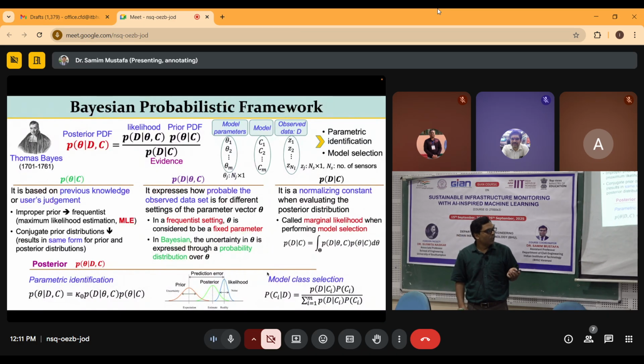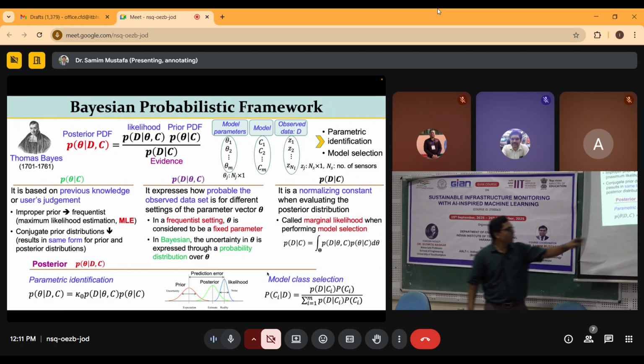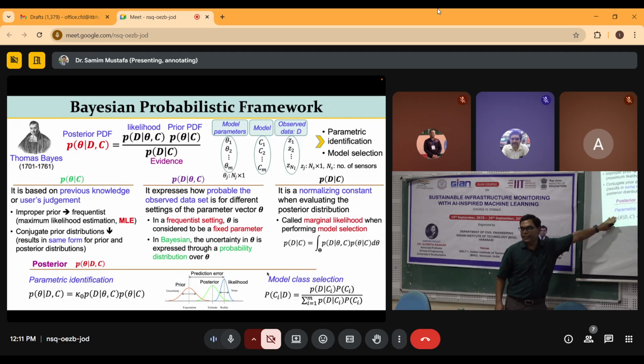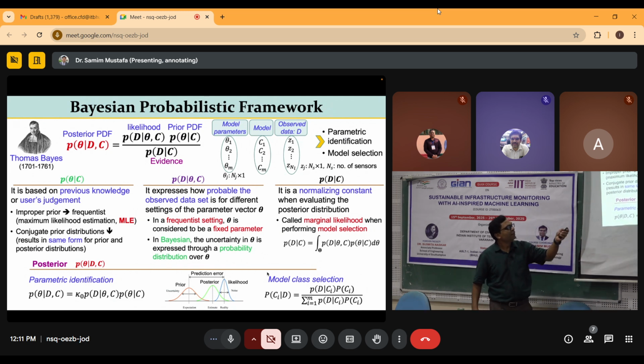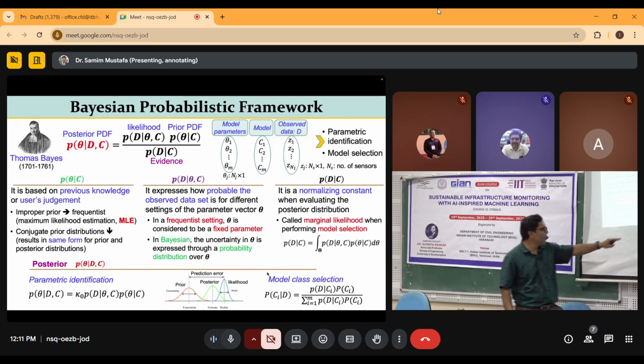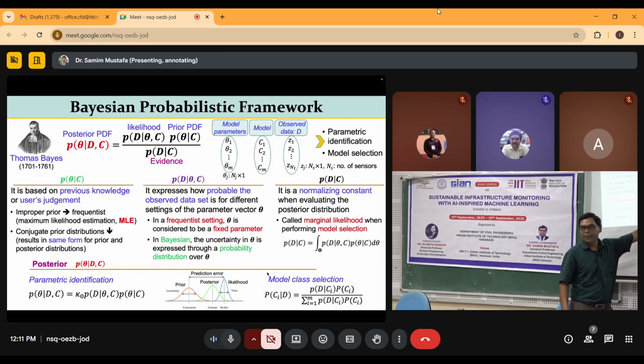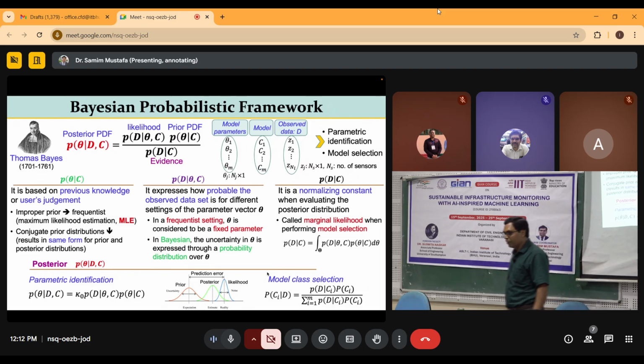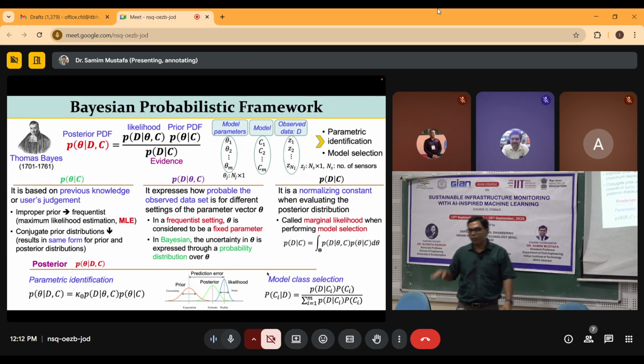So this is the model class selection algorithm. In case of parametric identification, you will be using only this formula, because this kappa 0, the evidence 1 by P of D conditioned on C, is constant, so you don't have to evaluate it. You can write it as a constant. The only things you need to evaluate are the prior information, the prior PDF, and the likelihood function. In the case of the health monitoring problem, I will discuss how to formulate this too.